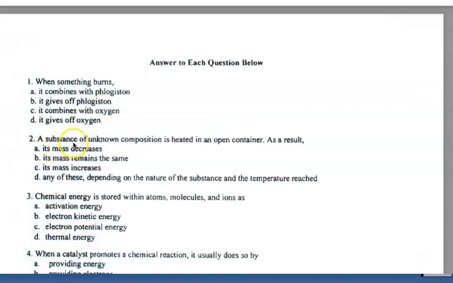Number 2, a substance of unknown composition is heated in an open container. Since it's open to the atmosphere, it's neither A, B, or C, it's D. Any of these, depending on the nature of the substance and the temperature reached, in terms of the mass that may be available at the end of the process.